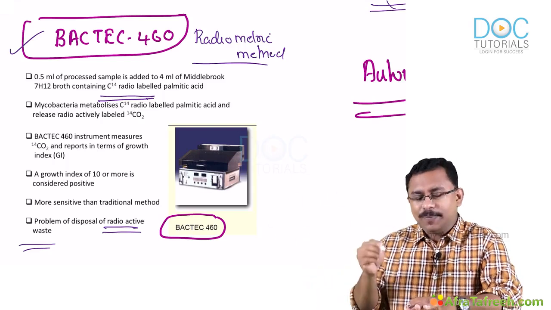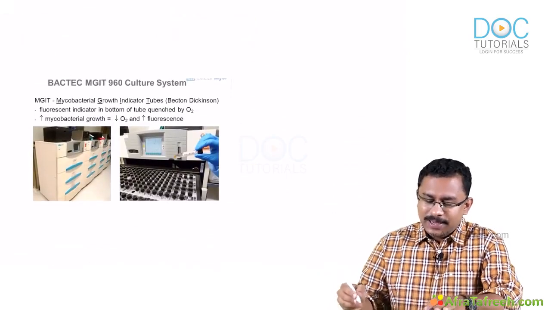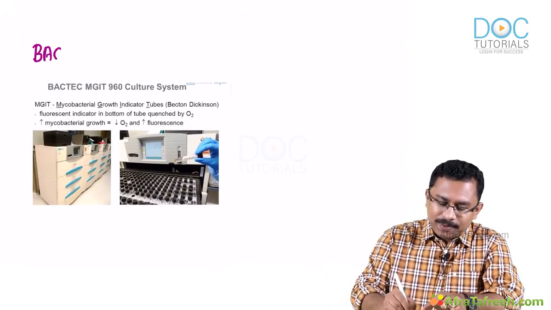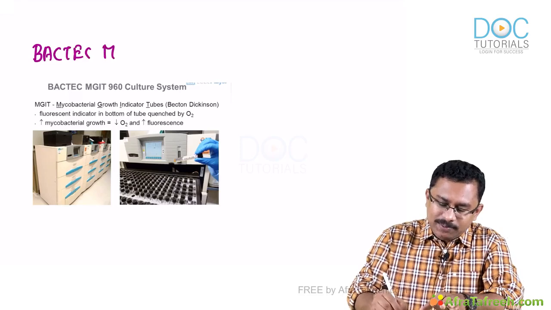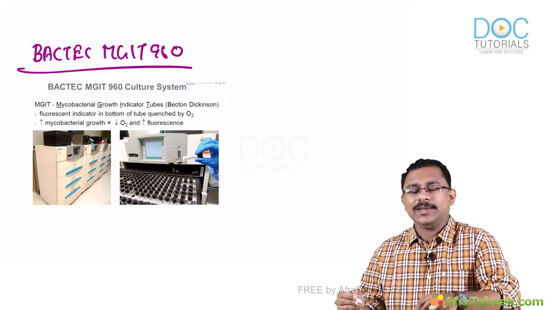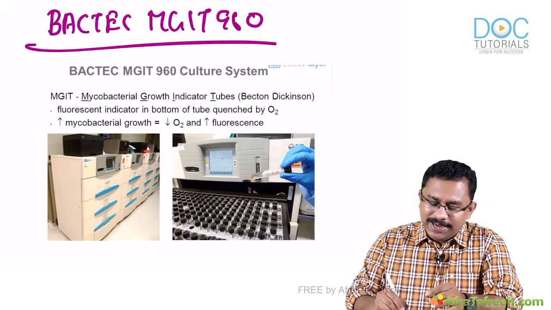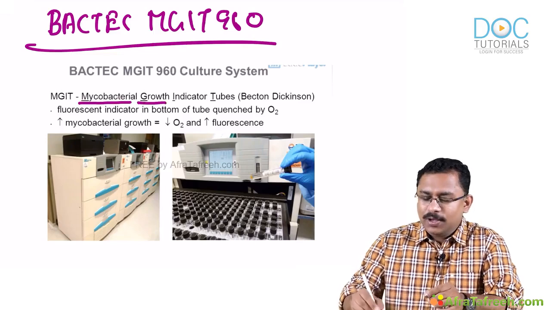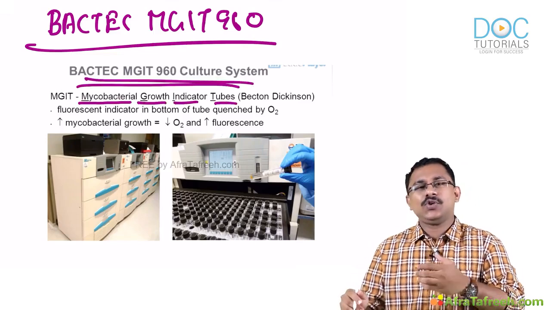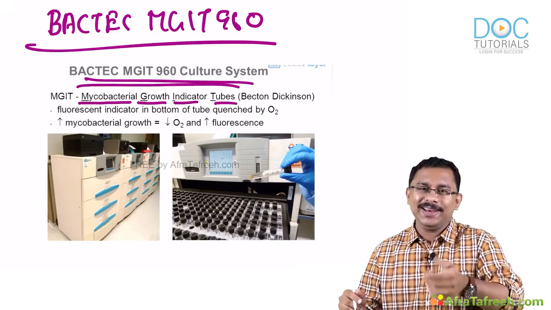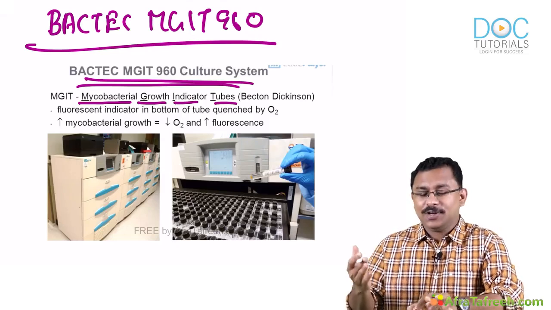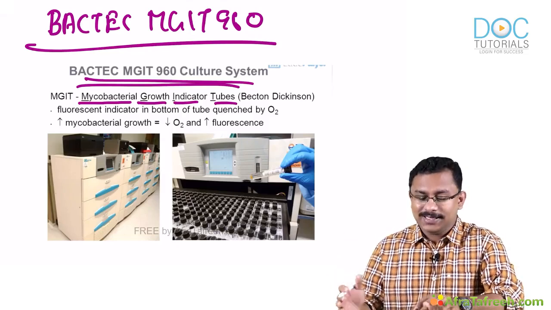So one method is your BACTEC 460 method, and the second method is your BACTEC MGIT 960 method. This is another automated culture method. So MGIT stands for Mycobacterial Growth Indicator Tubes. So with this culture system also you would get the results quickly. Okay, so that is again a big advantage of your automated culture methods.